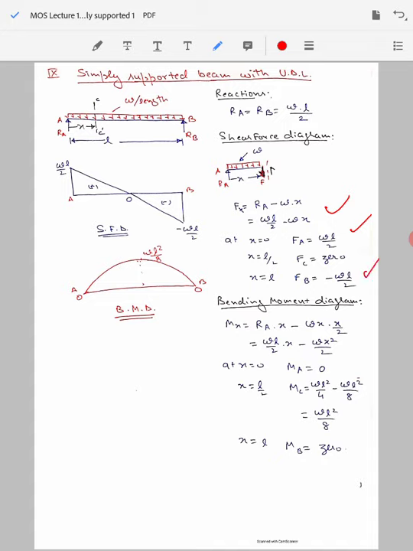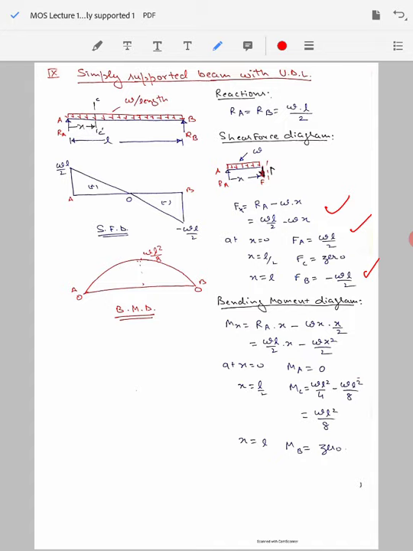So somewhere in between it is going to get 0, because it is coming from the positive to the negative side of the shear force. Obviously this is a symmetrically loaded beam, so at the center it is going to be 0. We can verify it by substituting x equal to L by 2 in the shear force equation, and we get Fc, the value of shear force at the center, as 0.